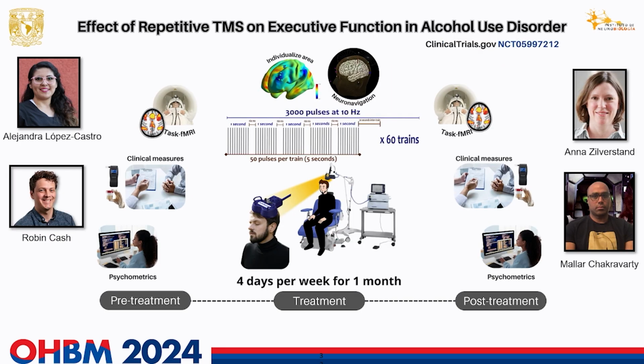And for now, what we are doing in our case is working with Robin Cash at the moment. We're basically running a study with alcohol use disorder, with my student here, Alejandra, in collaboration with Anna Silverstan, Robin Cash, and Malar Chakrabarti. We're looking into using TMS and resting state fMRI to find the individualized area, as Andrew just showed you. And so trying to find that, then we try to stimulate that area using neuronavigation.